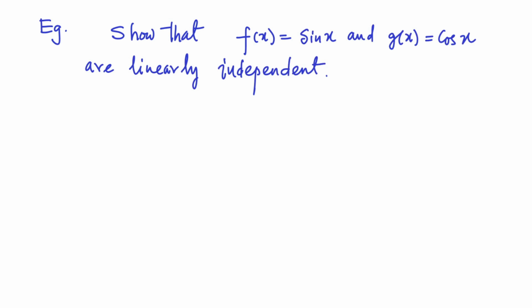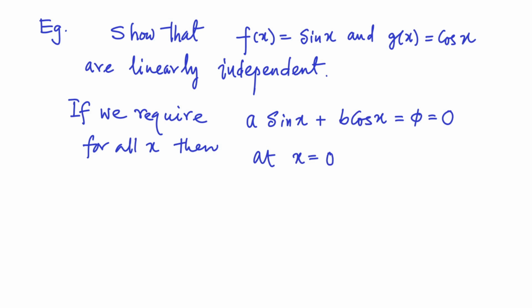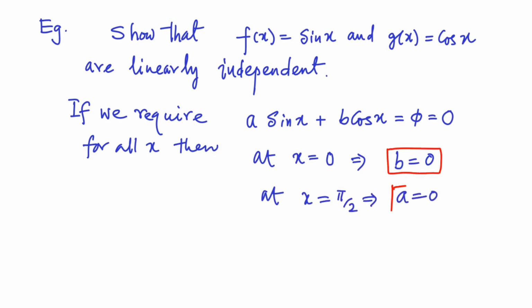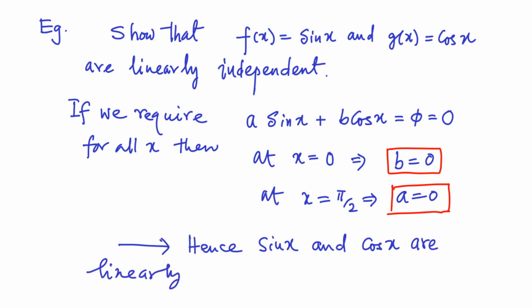Now we can use the definition of linear independence. If you require the combination a times sin x plus b times cosine x equal to phi, which is 0 here, for all x, then at x equal to 0, it directly implies b equal to 0. At x equal to pi by 2, it has to be a equal to 0. Otherwise, this condition cannot be satisfied. Clearly, as you see it here, sin x and cosine x are linearly independent.